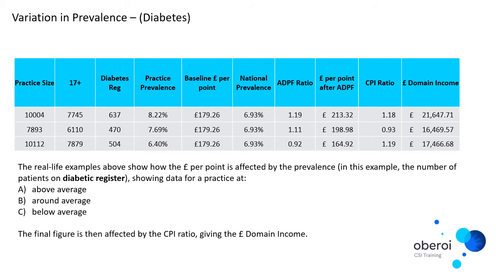164.92. Okay, this practice again are larger than the average, so their CPI ratio is back up to 1.19. So the final calculation works out that they get £17,466 for diabetes. But if you look at the difference between the top one and the bottom one, you can see the difference that prevalence can make. So, similar size practices, but because they've got fewer patients on their diabetes register, they're losing out on possible income there. So we've got three: one above average, one at around average, and then one below average.